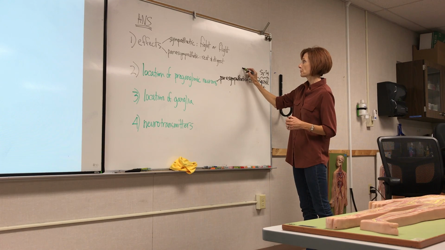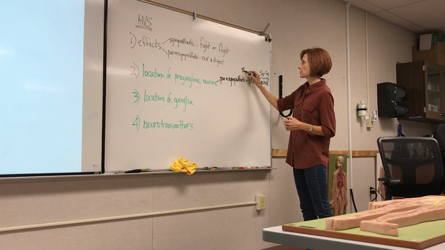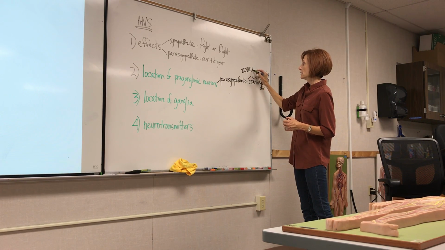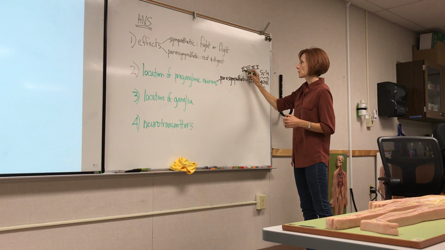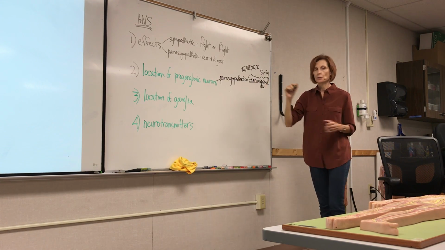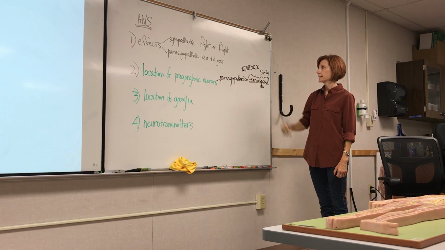We're actually going to go over them. They are cranial nerves 3, 7, 9, and 10. And we're going to talk about them again, so don't worry if you're not getting it all. 3, 7, 9, and 10.